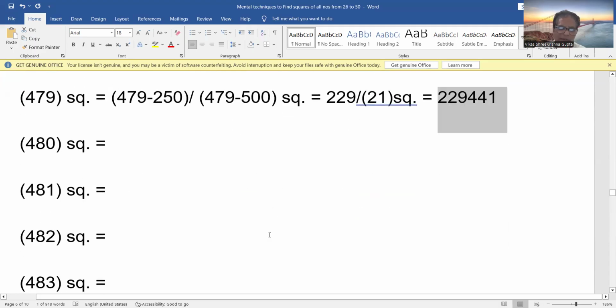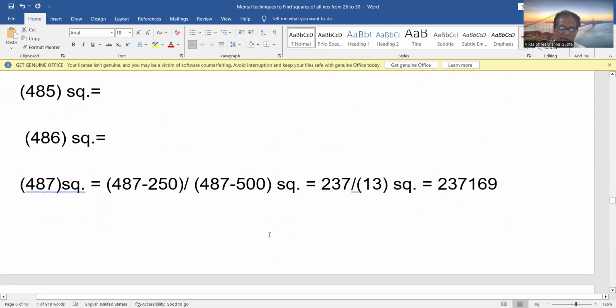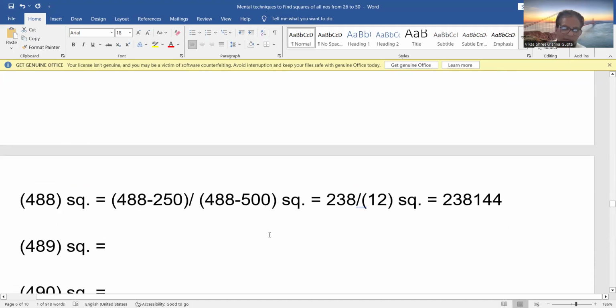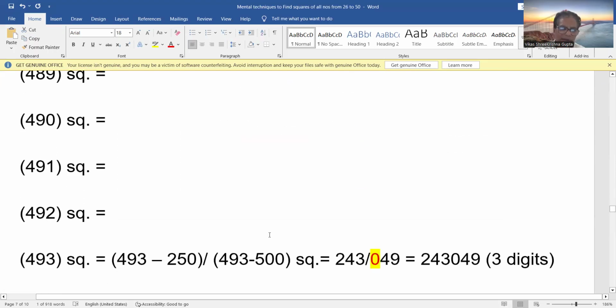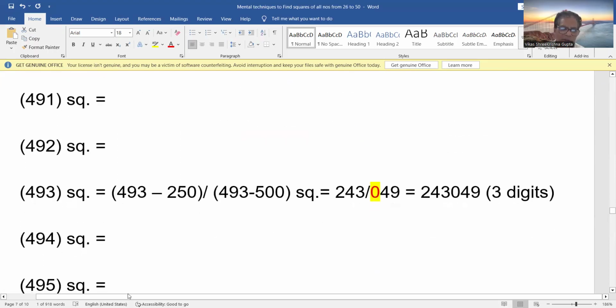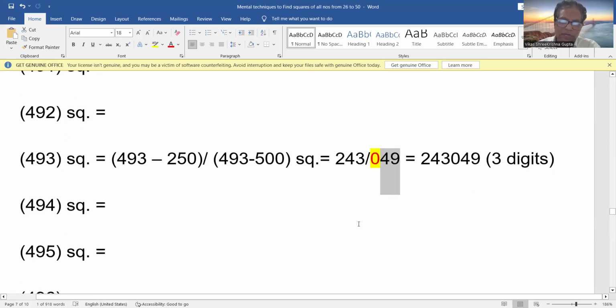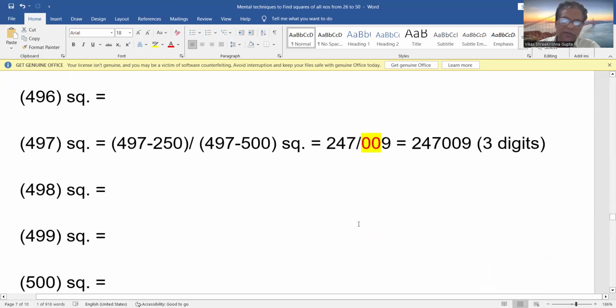So in the same way, you can find squares up to 500. I have shown many other squares: 487, 488, and 493. Now here you see 493. 493 minus 250, 493 minus 500. Now it comes to only 7. 7 square is 49, but I require a 3-digit number, so I put a 0 before 49, and my answer will be 243,049.